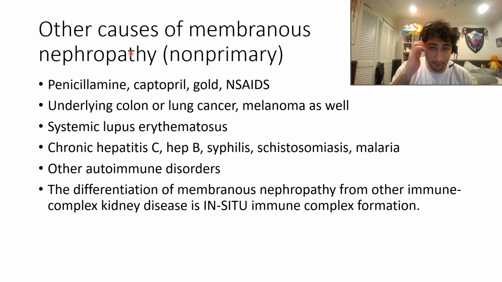There are some other causes of membranous nephropathy: penicillamine, captopril, gold, NSAIDs, underlying cancers, lupus, chronic hepatitis C and B. So C and B hepatitis are associated with immune complex disease. It can be cryoglobulinemia, it can be membranous nephropathy, etc. Syphilis, schistosomiasis, malaria, other autoimmune disorders. And really what differentiates membranous nephropathy from the other immune complex diseases is that this is in situ immune complex formation in the subepithelial space. It's subepithelial in situ.